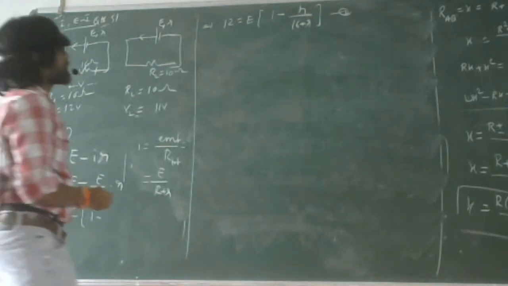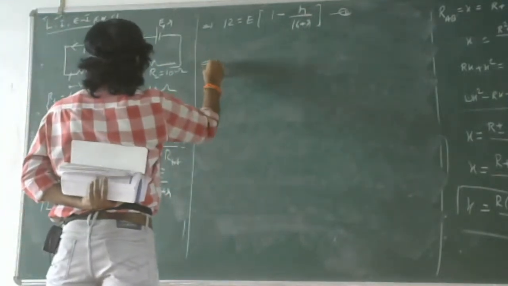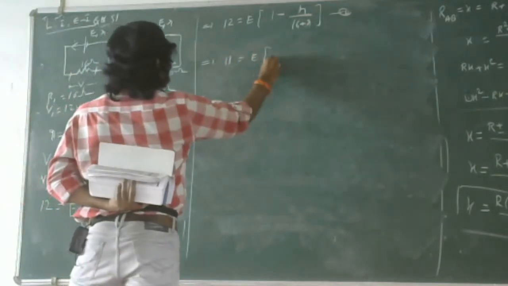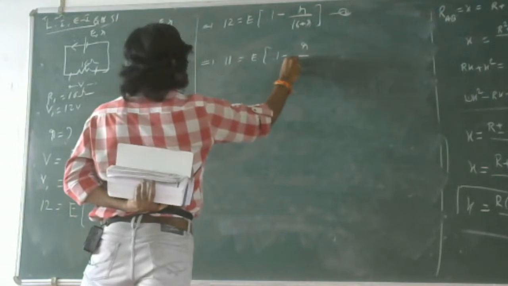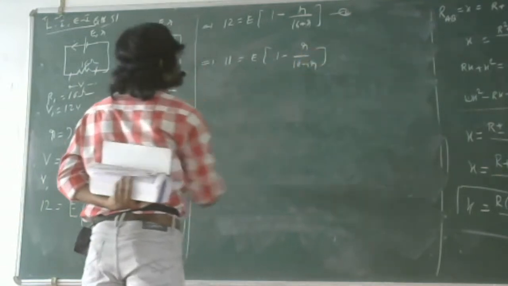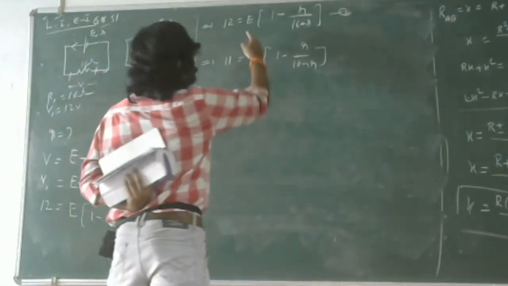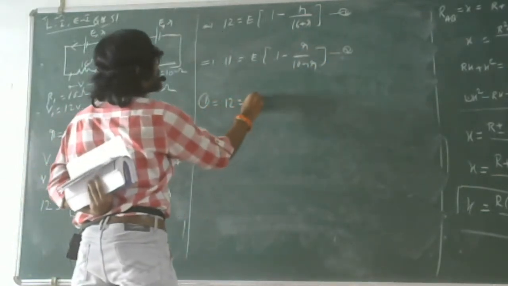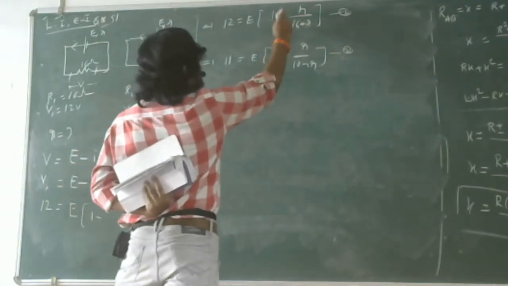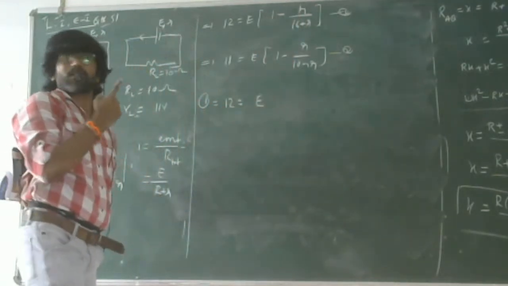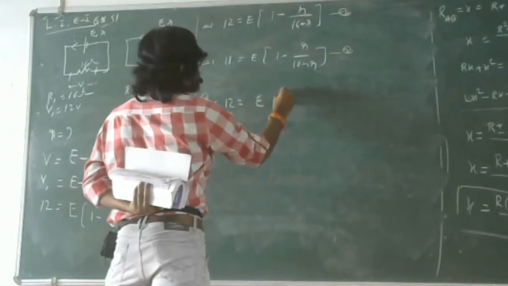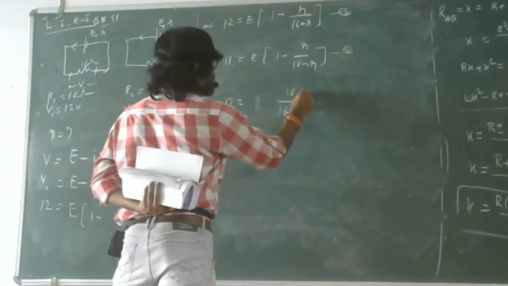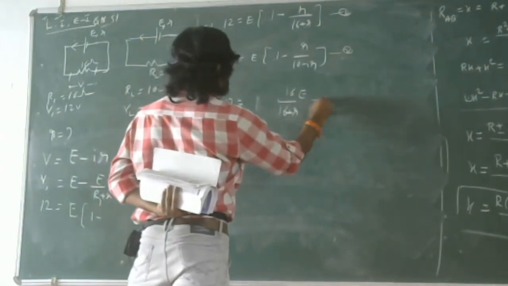Okay. Then another one is for the second circuit. Same way. Potential difference is 11. So 11 is equal to E into 1 minus r by what is resistance? 10 plus r. So further simplifying this, this is 2. 1 can be expressed as 12 is equal to E into 16 plus r minus r by 16 plus r. Yes, 16 plus r minus r is 16. So 16E by 16 plus r is equal to 12.